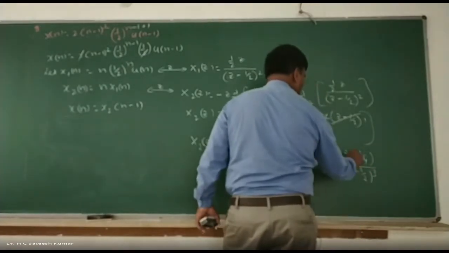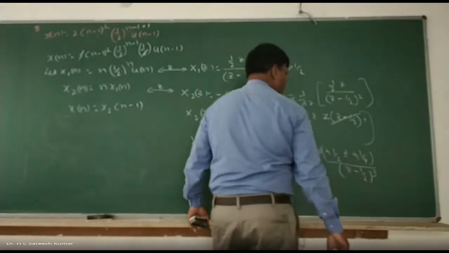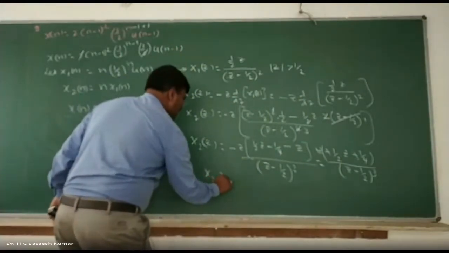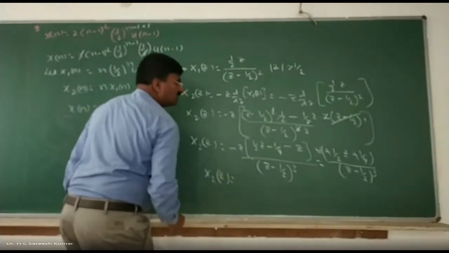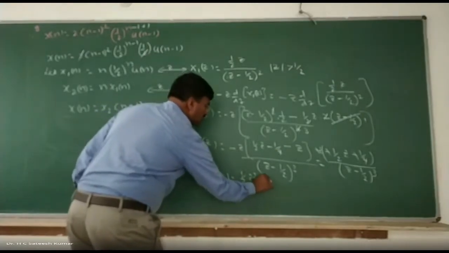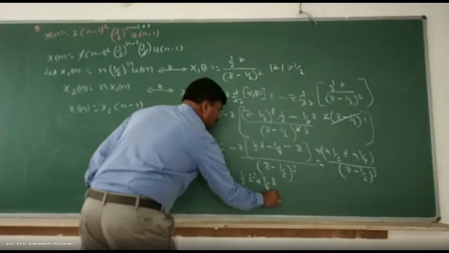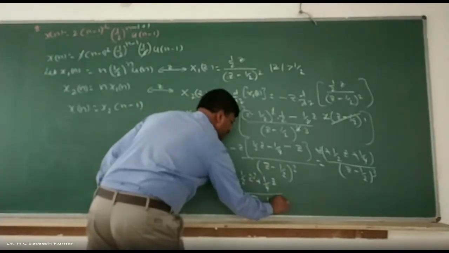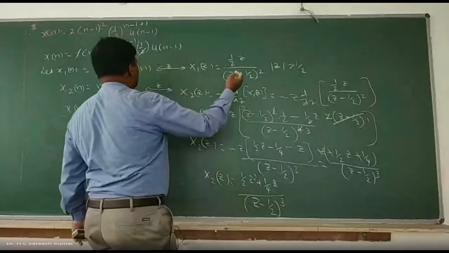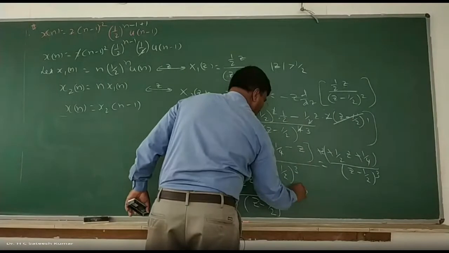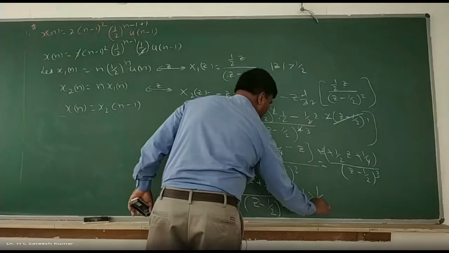Okay, right. So the minus signs get cancelled. Multiply with z. x2 of z is equal to, simplified to the better extent, half z square plus 1 by 4 z divided by z minus half whole cube, with ROC mod z greater than half. For the differentiation property, it will not change the ROC. Mod z greater than half.